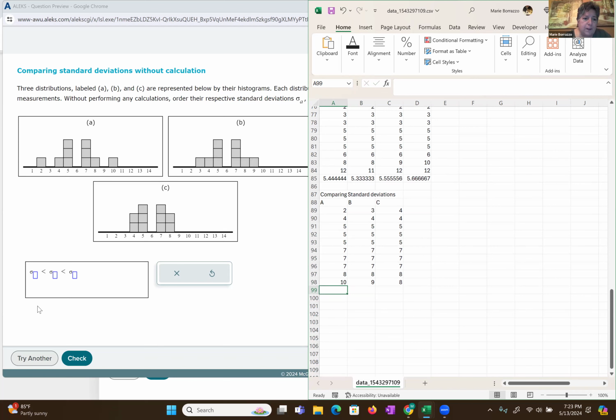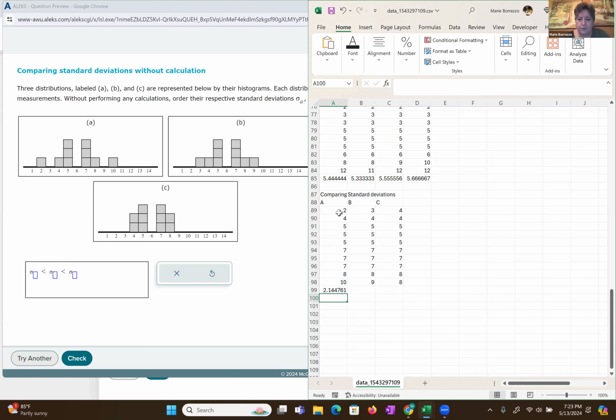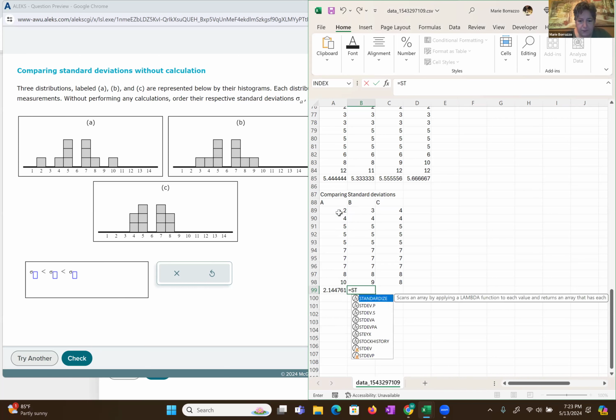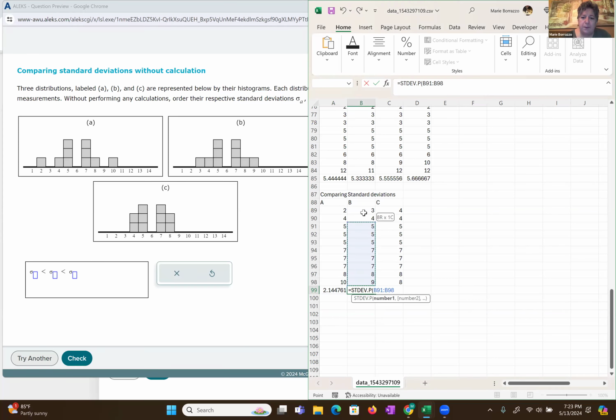They want us to do sigmas, that's the symbol for sigma, it's per population. So equals STDEV.P, we want the .P, and highlight and drag. And that's your standard deviation for the population. Do it again, equals, and we're going to go with STDEV.P again. We want a population. Or you can always drag and drop.